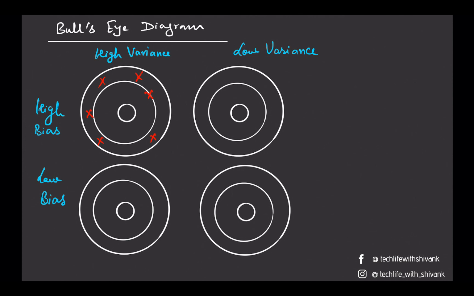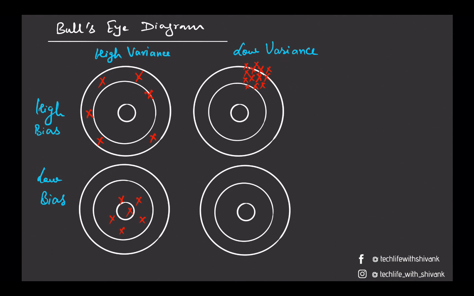A high bias and a low variance case would be when consistently our model is away from the target, but the model is consistent. Every time we train the model on different datasets, we get models which are very close to each other. So this would be the case for high bias and low variance. On the other hand, a low bias and high variance case would be when the model is close to the target, but it's not consistent. Sometimes you get a model here, sometimes here, sometimes here. So it's scattered, but it's close to the target.